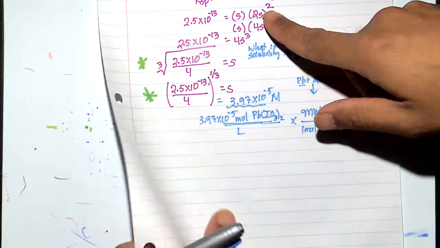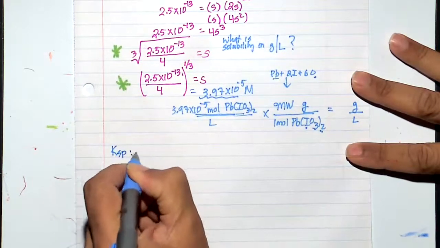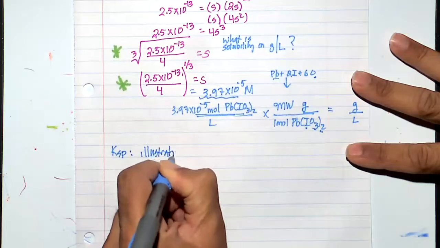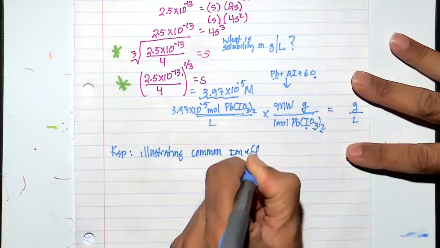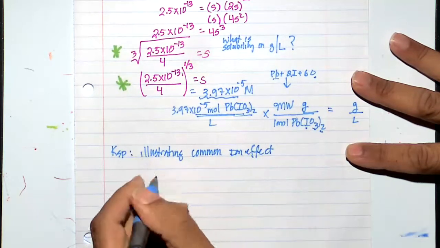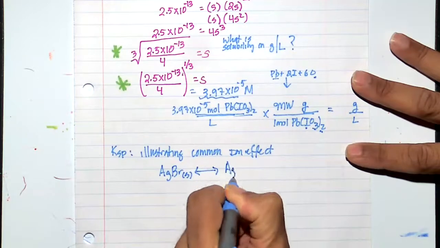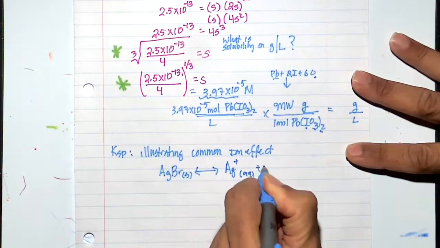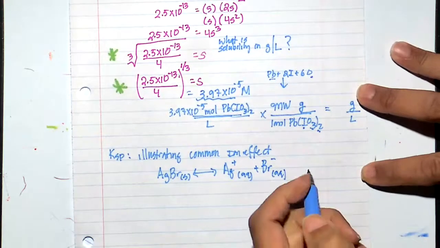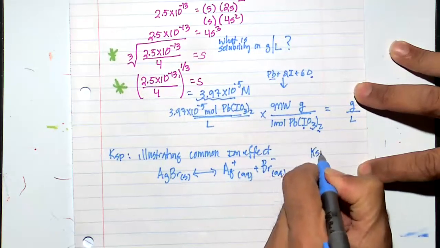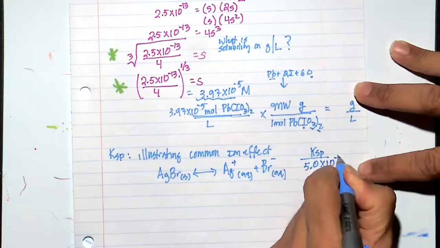All right, here we have a Ksp equation. What about a Ksp equation in terms of the common ion effect? Ksp illustrating the common ion effect. So here I'll give you an example of AgBr. This is also a sparingly soluble solid. It's at an equilibrium with its ions Ag plus and Br minus. Anytime you have a Ksp, I have to give you the Ksp value. The Ksp value is 5.0 times 10 to the minus 13. We look it up, and it's something I'll give you. You do not have to memorize it.